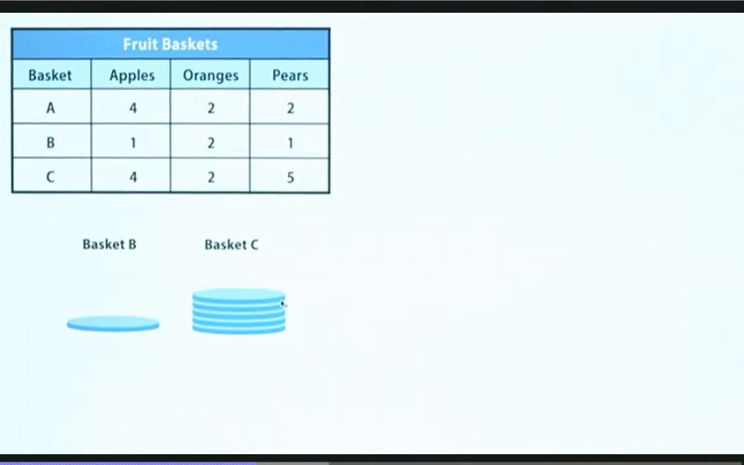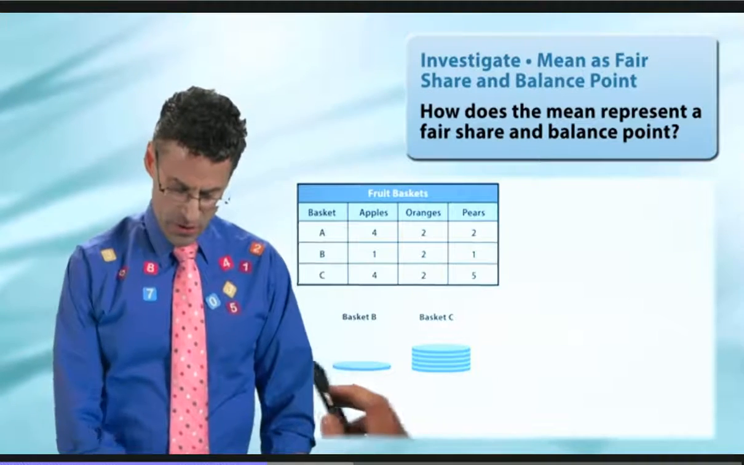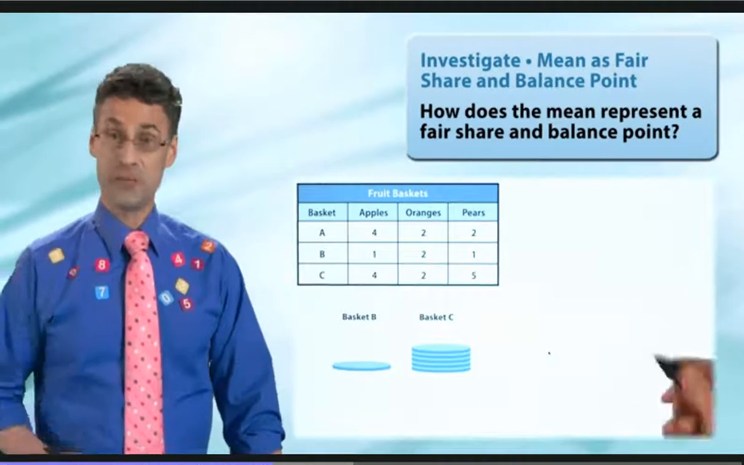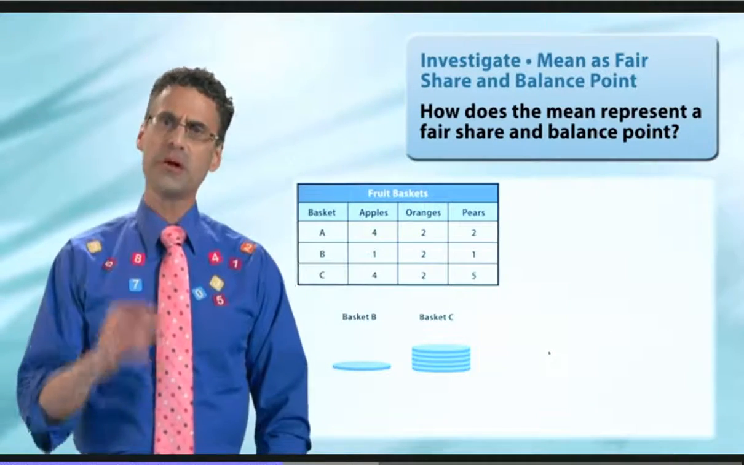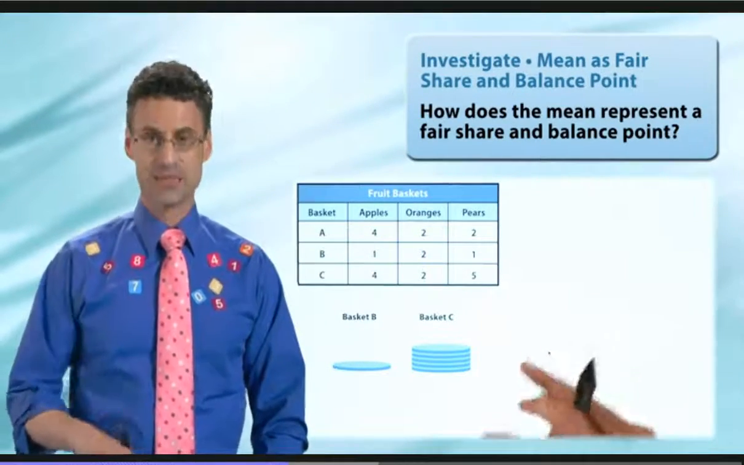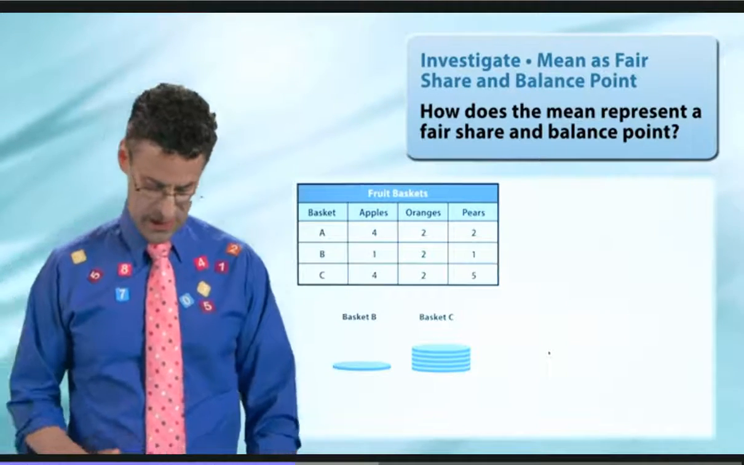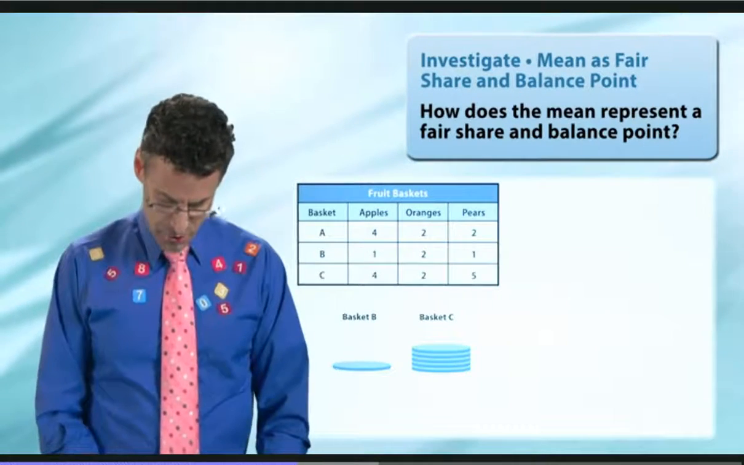And so the question is, how can I rearrange the counters so that all the baskets would have the same number of counters? If I could do that, then in fact that same number would represent the mean, which is a way of thinking about an average, if you will. So what could I do?